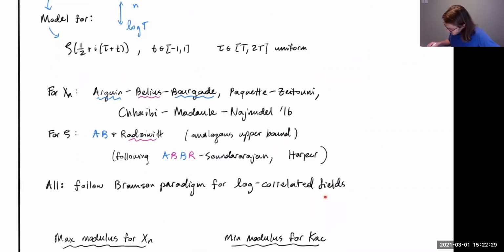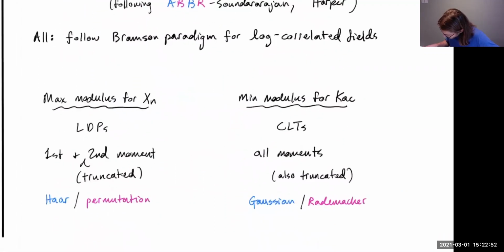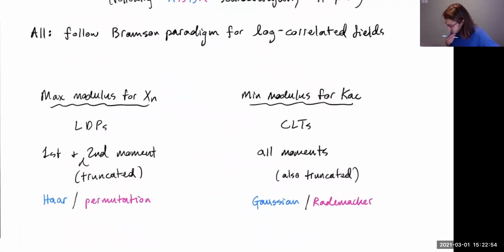There's a lot of work lately on this, and it falls into this category of extremes for log-correlated fields, and a lot of the really nice ideas are all kind of borrowing from this very nice argument, this nice work of Bramson in the 70s on branching Brownian motion. Okay, but I won't state any results or explain Bramson's ideas. I just want to sort of highlight some parallels.